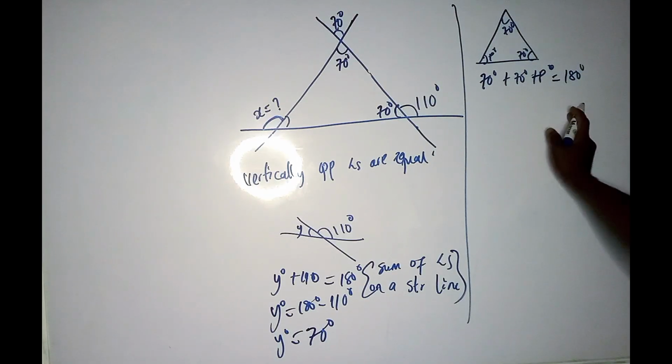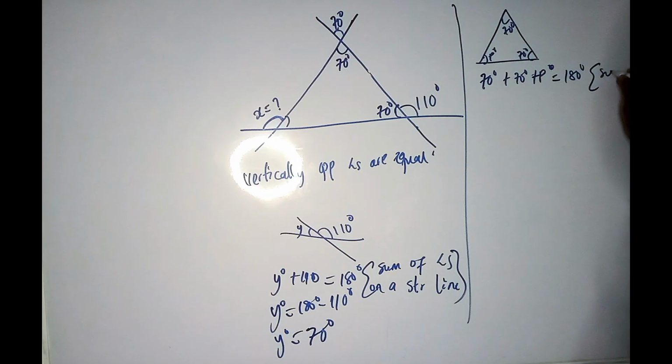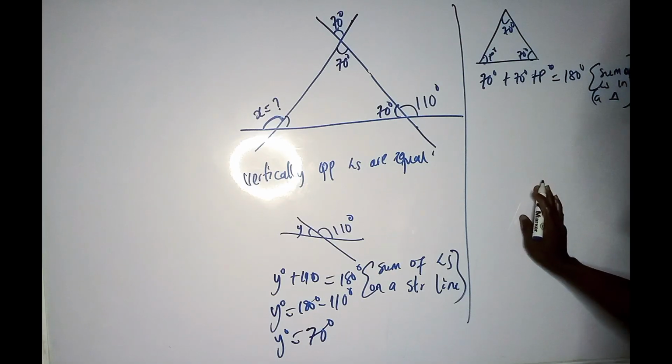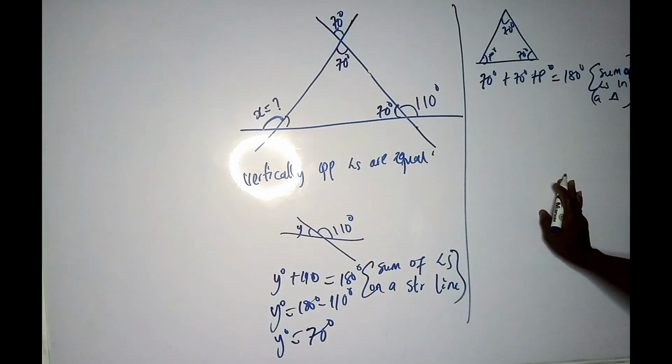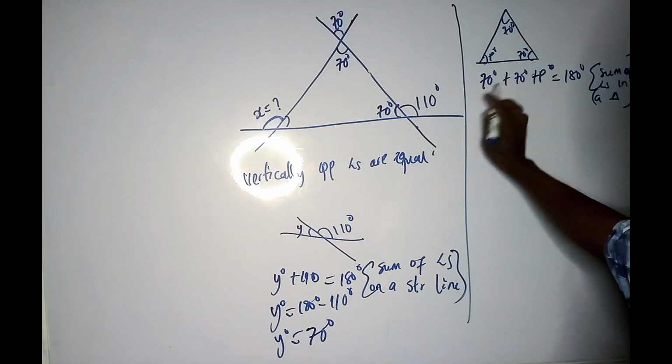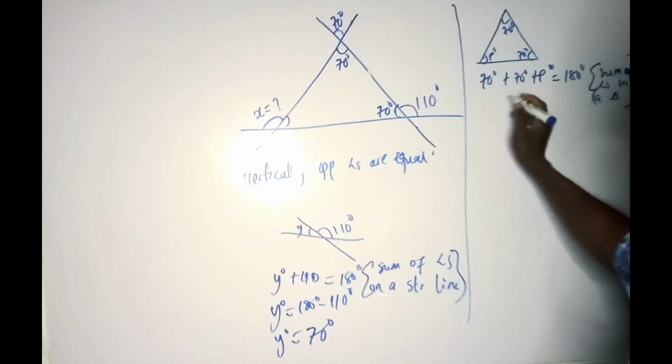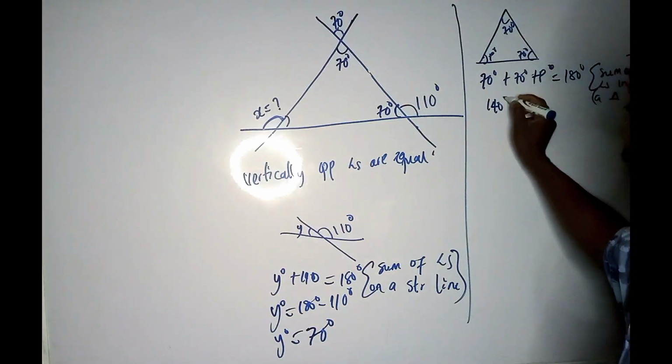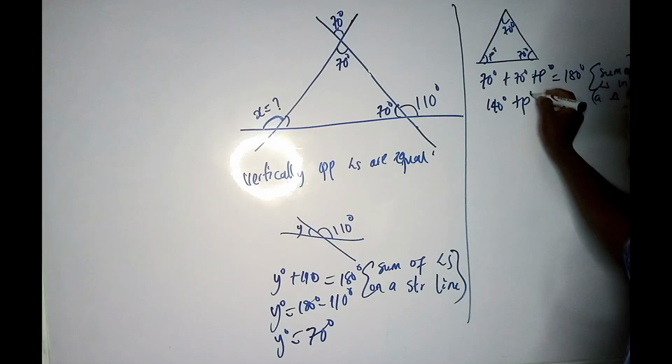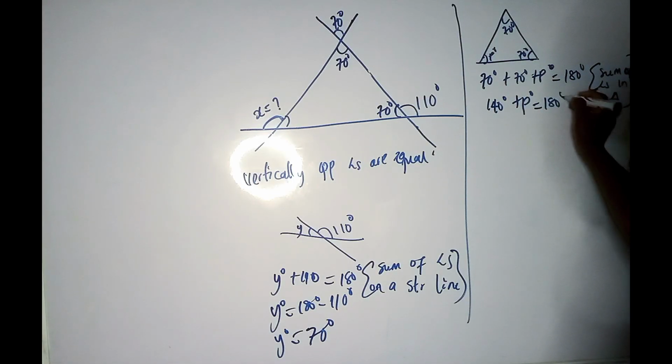Why is this the rule? We can now say that the sum of angles in a triangle. Sum of angles in a triangle. That is a law or rule or theorem. Now we can add up 70 plus 70. It gives us 140 degrees. Then plus p degrees equals 180 degrees.